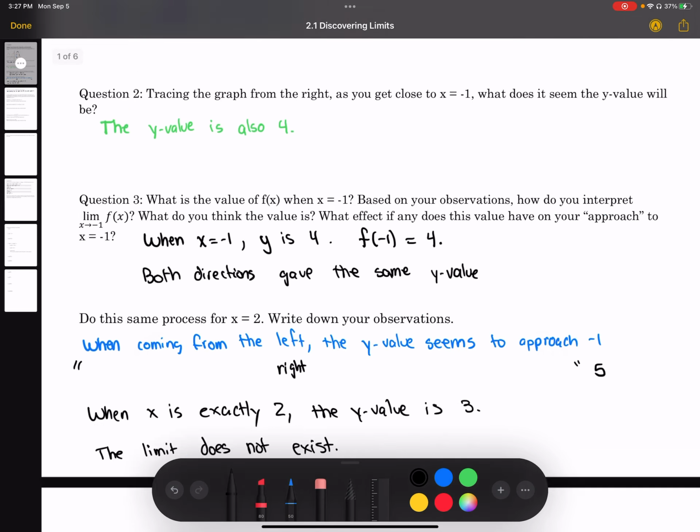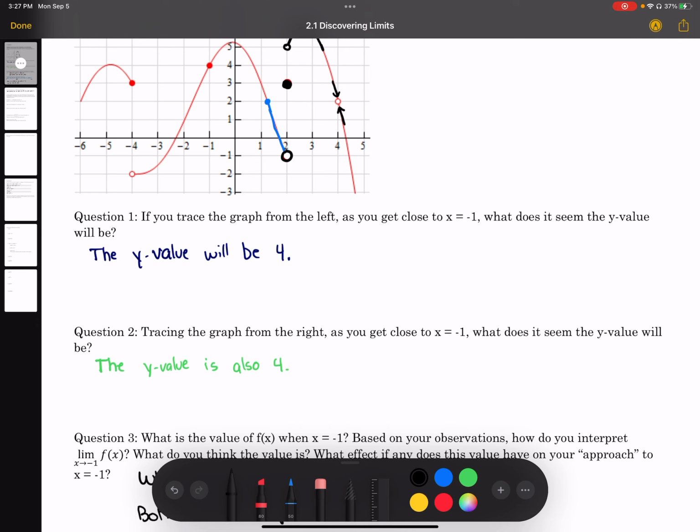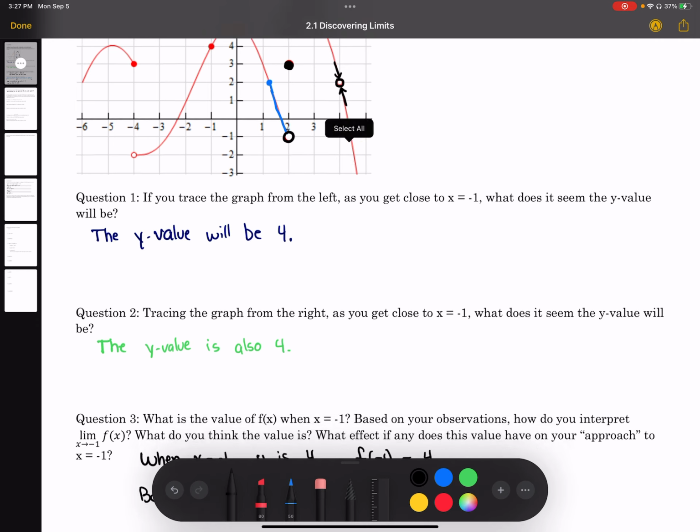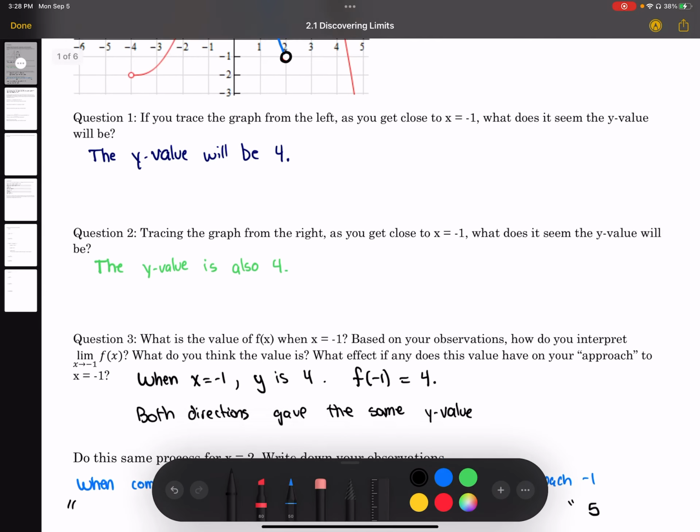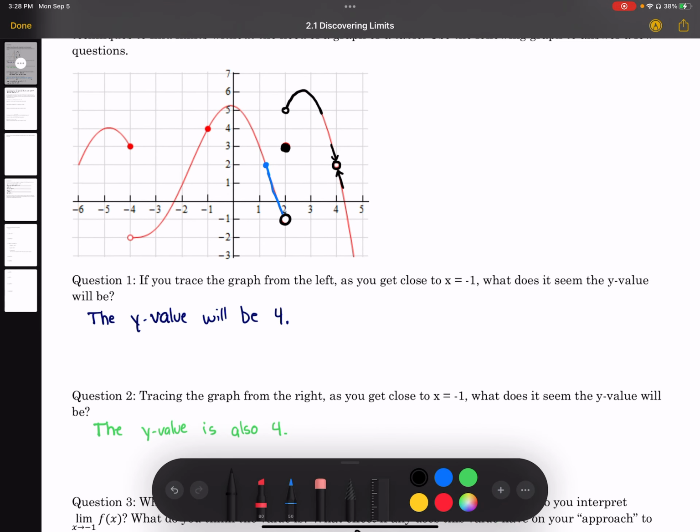But now if we look at the graph, we have an open circle at the point (4, 2). What that's going to mean is that f of x isn't defined at 4. So f of x is not defined at x equals 4. Now the question is, does that have any impact on what our function values approach?